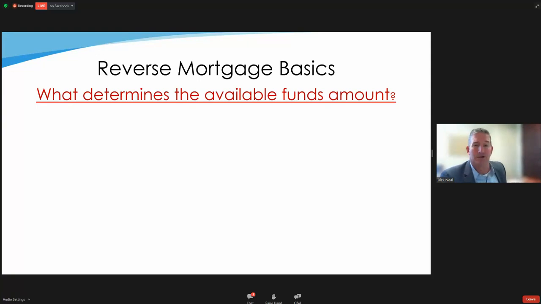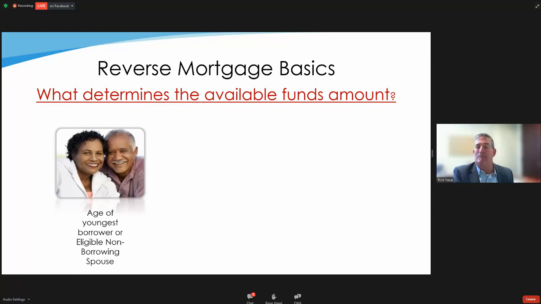Typically for most borrowers, knowing the amount of funds they can access is the most important part of a reverse. The basic factor for determining how much money a borrower can get is called the principal limit, or PL. Number one, they take the age of the youngest borrower or eligible non-borrowing spouse. The older the youngest borrower or non-borrowing spouse is, the more principal limit a lender will provide.